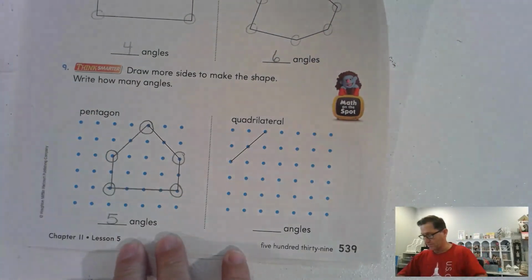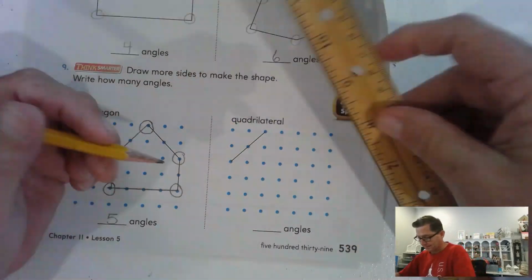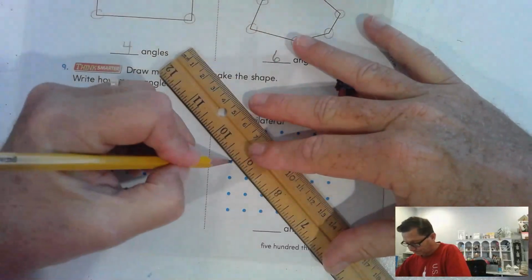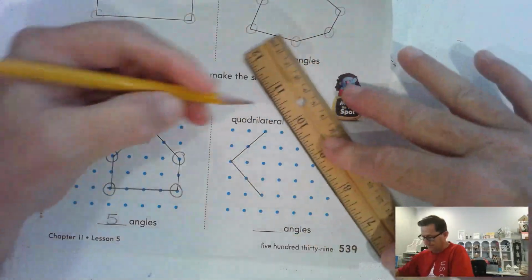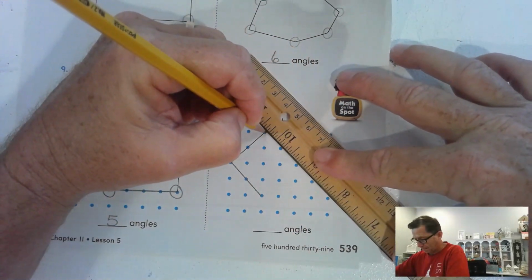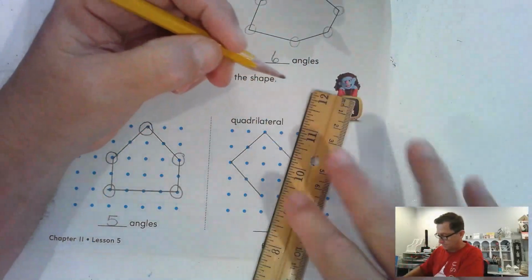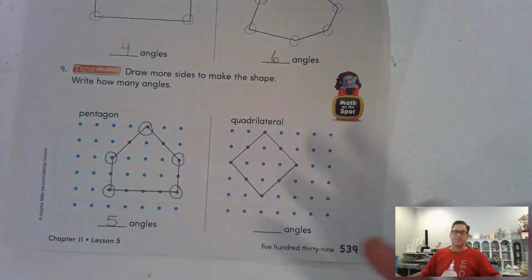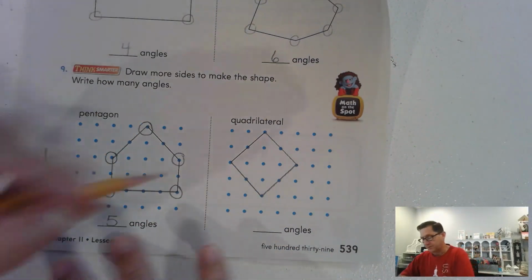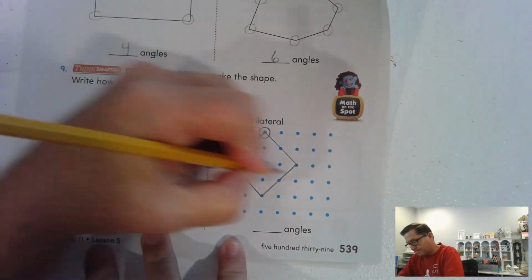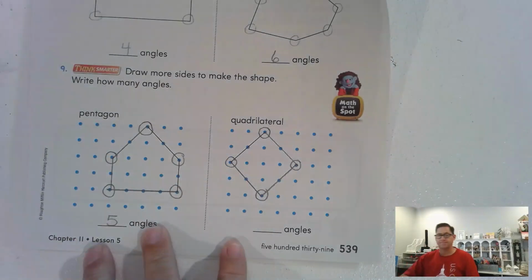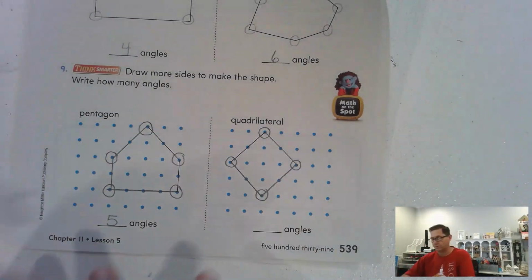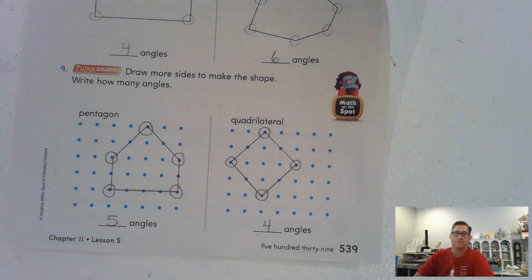Quadrilateral. Well, we know a quadrilateral has 4 sides. Okay, so it doesn't matter what your 4-sided figure looks like, as long as it's closed. Okay, 4-sided figures have 4 angles. Okay, and let's look at page 540.